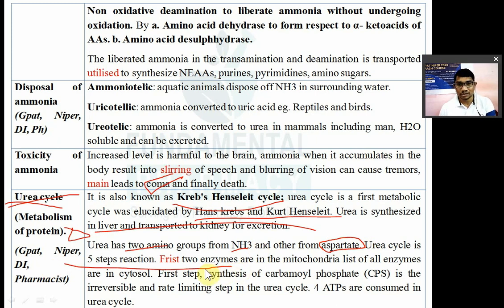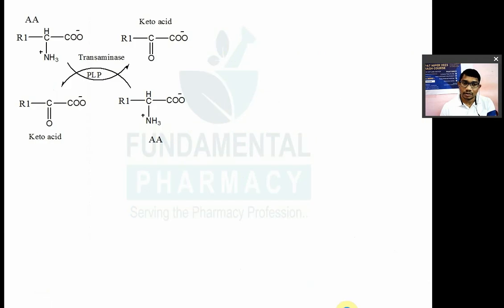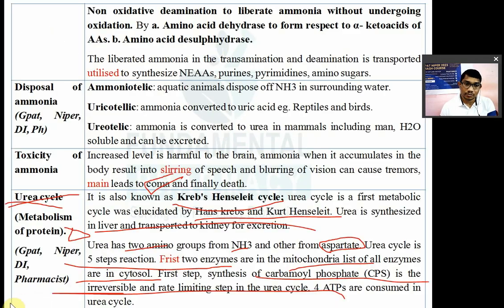So the urea cycle is a 5-step reaction. The first two enzymes of the urea cycle are present in the mitochondria and all other enzymes are present in the cytosol. So the urea cycle takes place in the mitochondria as well as the cytosol. The first step is the synthesis of carbamoyl phosphate by CPS, and it is the irreversible and rate limiting step in the urea cycle. 4 ATPs are consumed in the urea cycle.